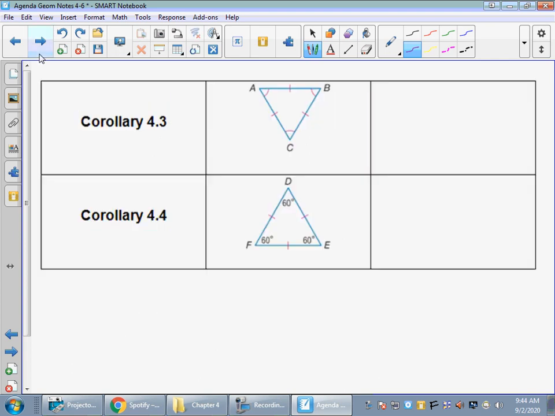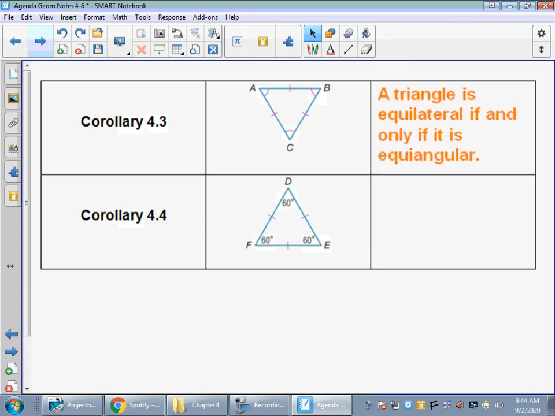All right, next, a couple corollaries about equilateral triangles. So corollary 4.3, it's easily provable, and that basically says that a triangle is equilateral if and only if it is equiangular. Okay, so if all 3 sides are equal, then all 3 angles must also be equal. And then corollary 4.4, extending on that, says that each angle of an equilateral triangle has to measure 60 degrees, because if they're all equal, the only way they can all be equal and add up to 180 is if they're all 60 degrees.